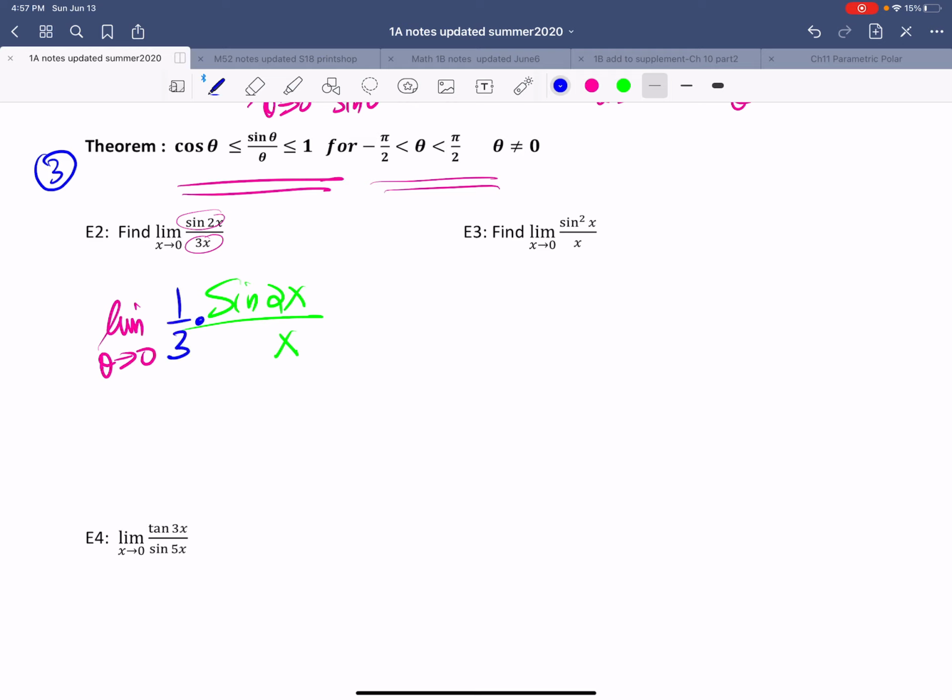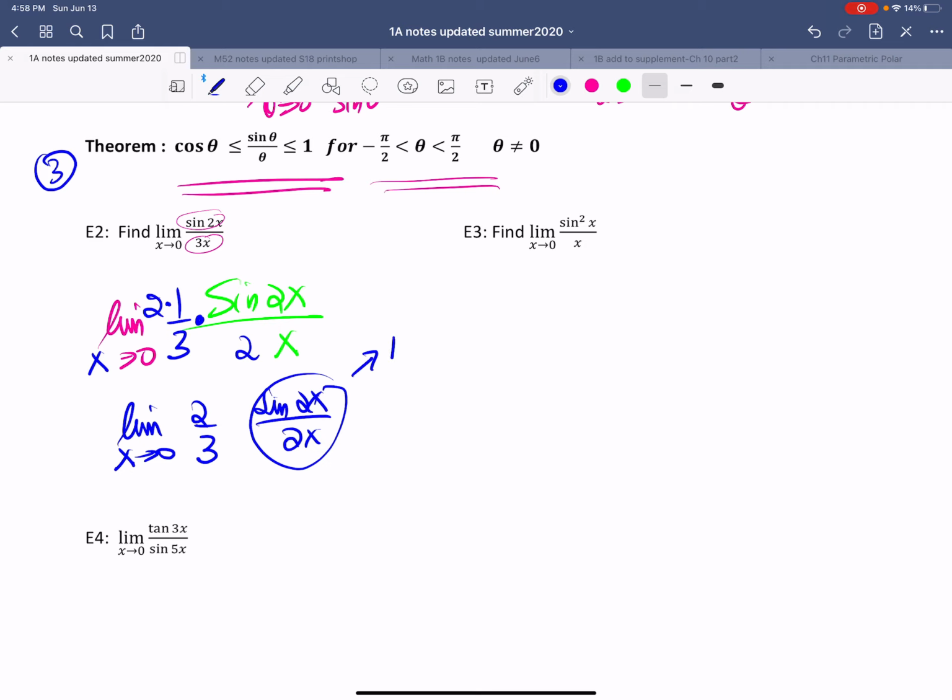So I'm going to separate the 3 in the front. I'm going to isolate the 3x, write it as 3 times x. And now I'm going to multiply and divide by a 2, so that whatever is the argument in the numerator, I have that as my denominator. So limit, I'm going to call it x approaching 0, not theta, because in this problem we're given x approaching 0. Any angle, this would translate. So limit as x approaches 0 of 2 over 3 times sine 2x over 2x. This limit goes to 1. So my limit is going to equal 2/3.